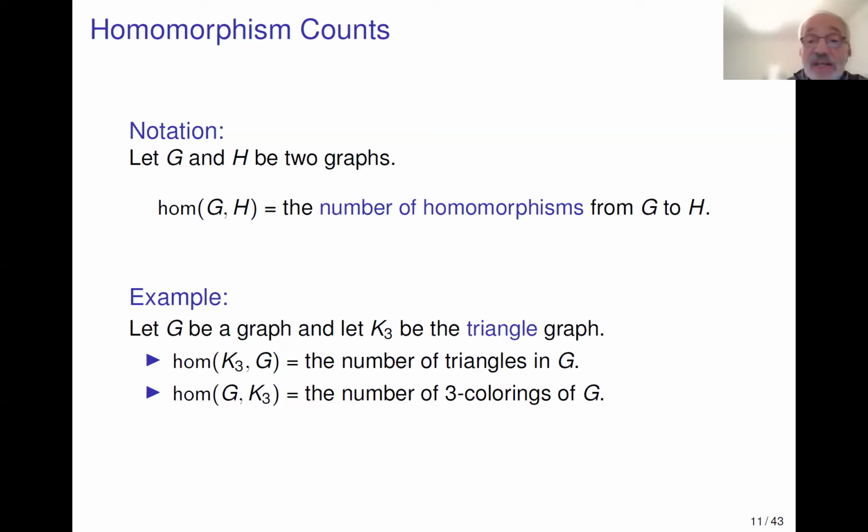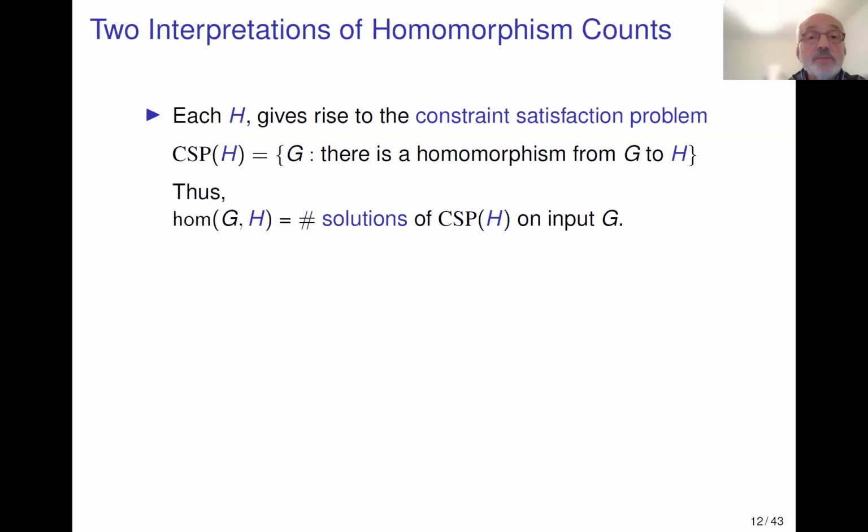Let's go back to an arbitrary graph and to the triangle graph. The number of homomorphisms from the triangle graph to G is the number of triangles in G. On the other hand, the number of homomorphisms from G to the triangle is the number of three-colorings. And that's another easy to verify fact. So that gives you a sense about this notion of homomorphism count. And in fact, this is so important that I want to give you two different interpretations, one coming from constraint satisfaction and one coming from databases.